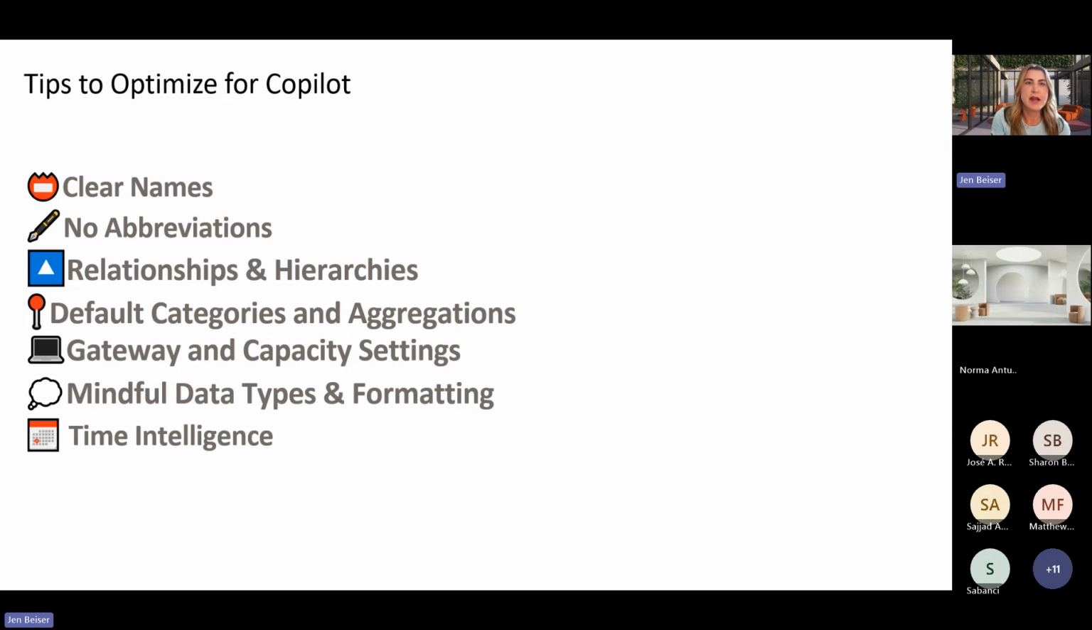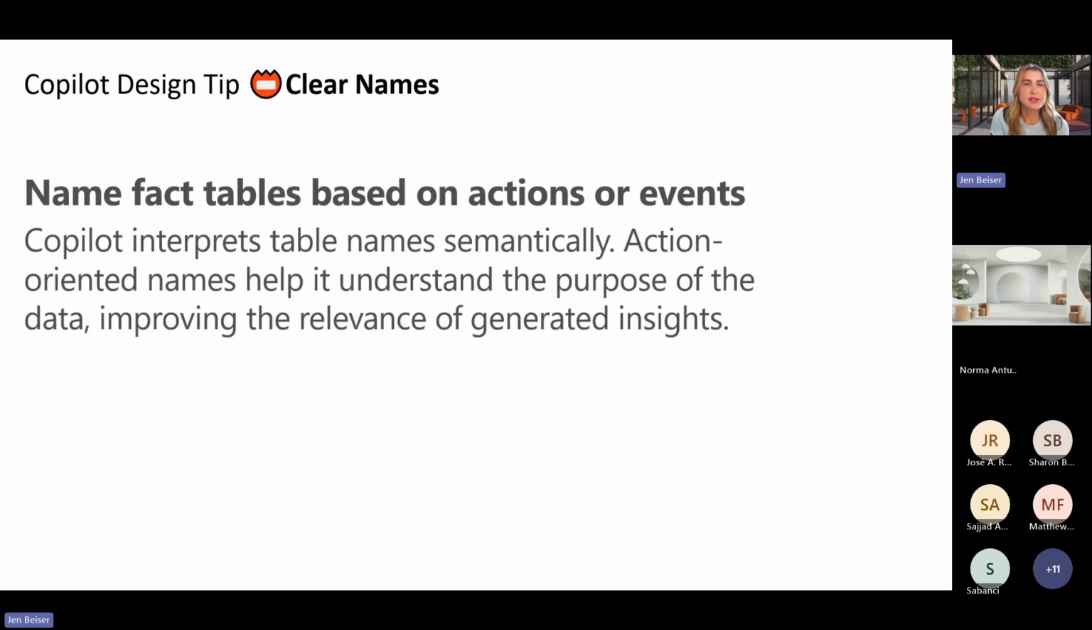The first tip, clear names. Second tip, don't use abbreviations. Third tip, relationships are really important. It's good to have hierarchies as well. Set your default categories and aggregations. The gateway and capacity settings are important here as well. Make sure that you're mindful of your data types and your formatting, and always include time intelligence. So let's go through each one of those.